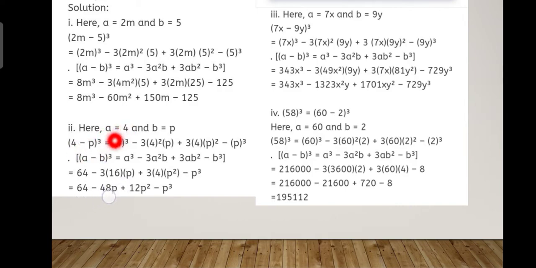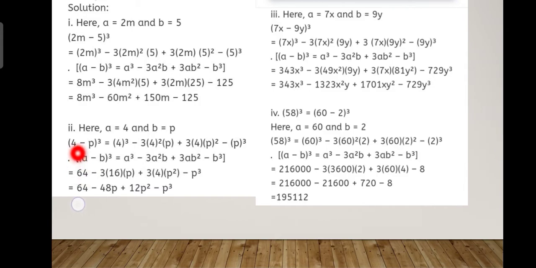Okay, now second question, here 4 minus p the whole raised to cube is a question. So a is 4 and b is p. So we have a minus b the whole raised to cube as a cube minus 3a square b plus 3ab square minus b cube. So substitute the value of a and b in this formula. So we have 4 cube minus 3 into 4 square, that is a square, into b, that is p, plus 3 into ab square, so 3a into b square, that is p square, minus b cube, that is p cube.